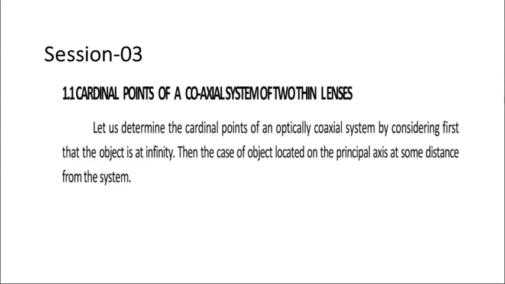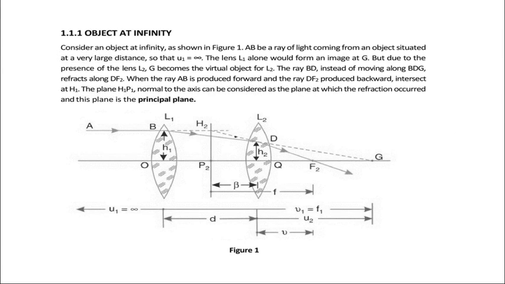In this session, let us discuss cardinal points of a coaxial system of two thin lenses. Let us determine the cardinal points of an optically coaxial system by considering first that the object is at infinity, then the case of object located on the principal axis at some distance from the system. First, the object at infinity.